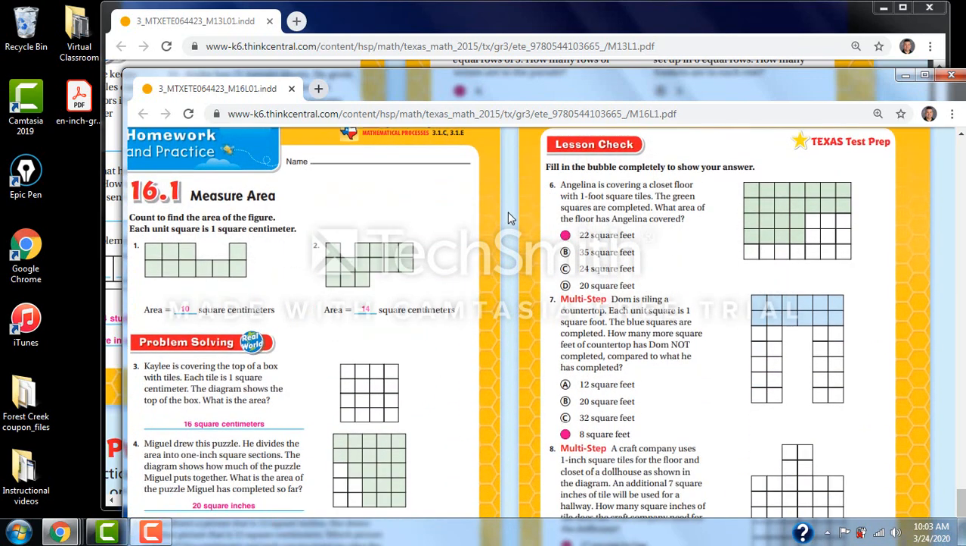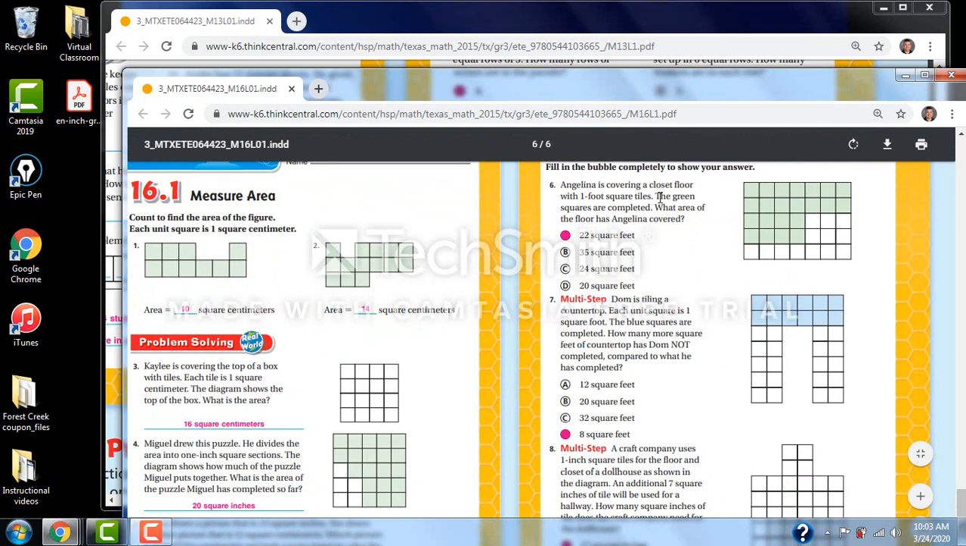And we have another one here. Angelina is covering a closet floor with 1 foot square tiles. The green squares are completed. What area of the floor has Angelina covered? So again, you would just count the total number that she has covered, and you have 22.